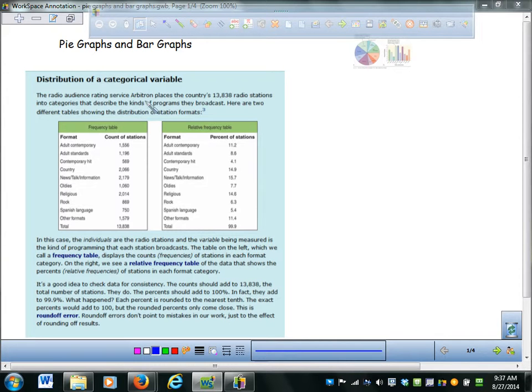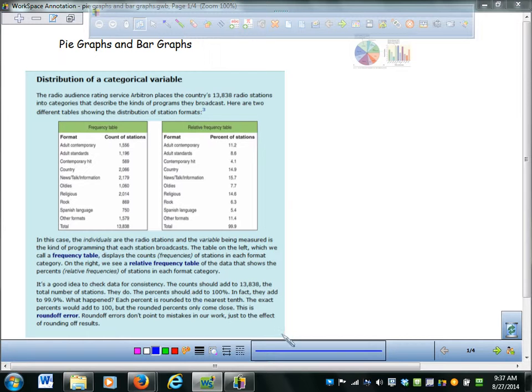Okay? So this thing here is called a frequency table. If you see something that looks like this, this thing is the individuals. So if we're looking at it, first of all, this is the frequency table for all the radio stations in the entire United States.